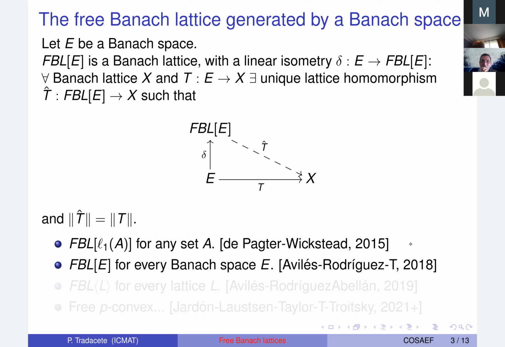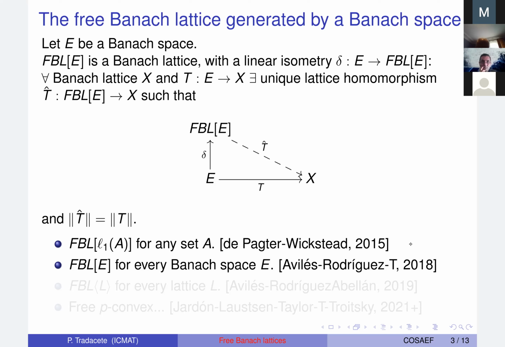So every Banach space E has a free Banach lattice generated by E, with no condition on the Banach space E. And this was done in a paper by Antonio Avilés, José Rodríguez from Murcia here in Spain, and myself. And actually what we proved was not only the existence of this Banach lattice, but also we could identify it as a certain space of functions. And what is more important, we could give an explicit expression of the norm, which I will comment on in a couple of slides.